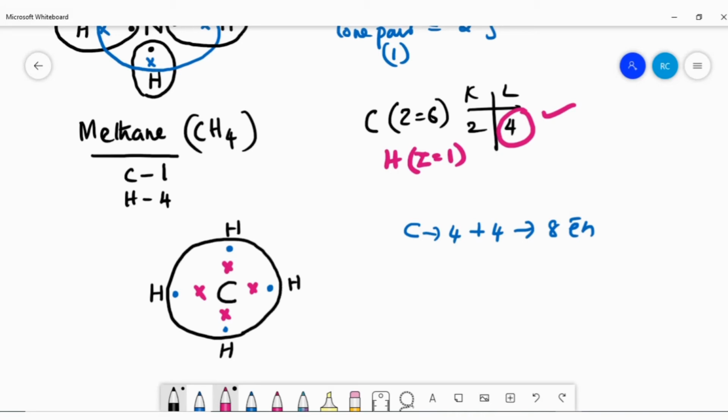So inside the circle, after the drawing, you need to count how many electrons are over there. So when you count the number of electrons inside, you can see there are 4 electrons from carbon and there are 4 electrons from hydrogen, which means there are 8 electrons. So the octet condition is satisfied. Now you have to draw circles for the hydrogen atoms.